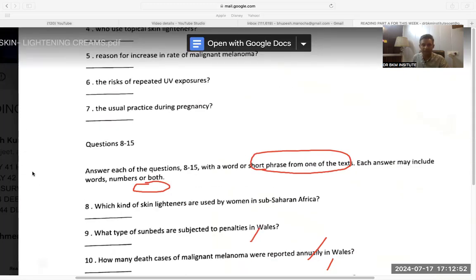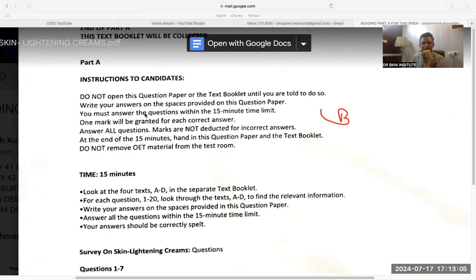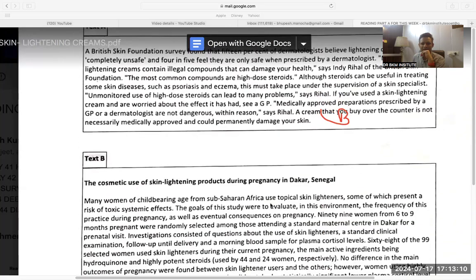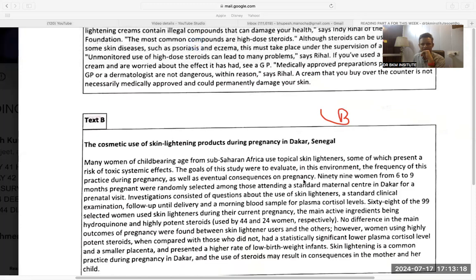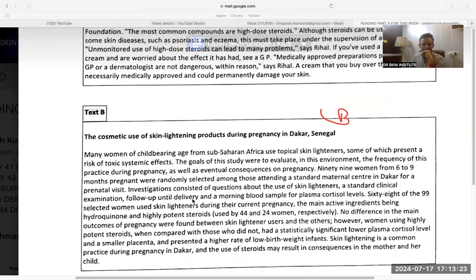Again, what is the benefit? When you go to question number 8, which kind of skin lighteners are used? I know this should be given in B. So I will not waste my time. Now I will read the question, which kind of skin lighteners? So I will go to that line immediately. Many women, suburban, some of which present a risk of toxic. But it is not given what kind. Okay, in environment, frequency, eventually consequences, pregnant women, integrated, the cortical.